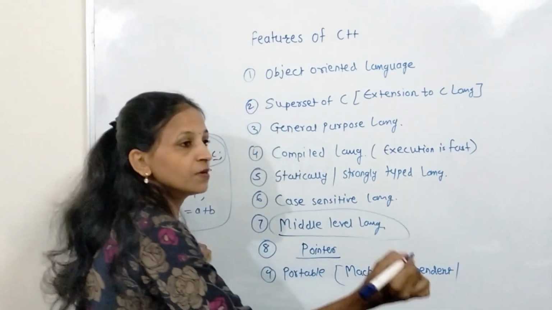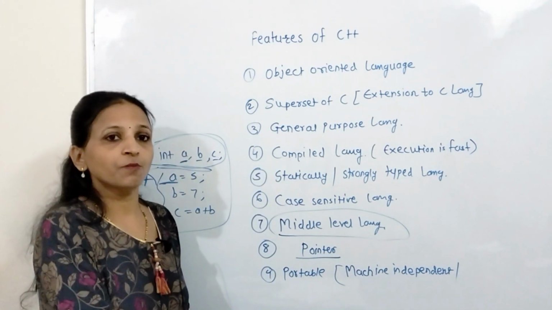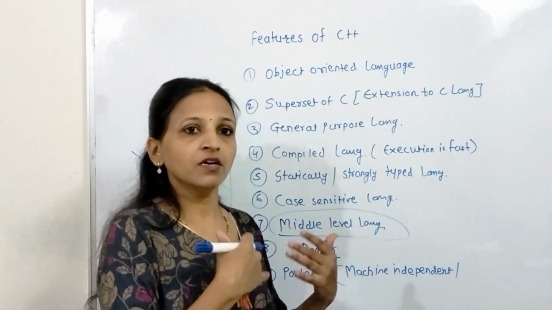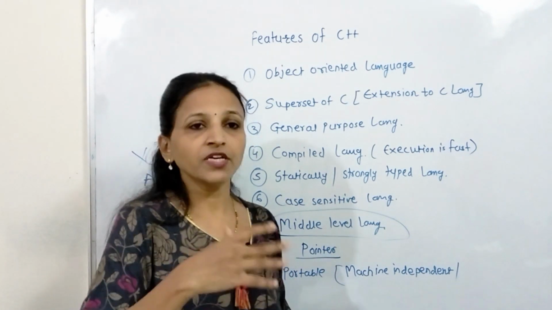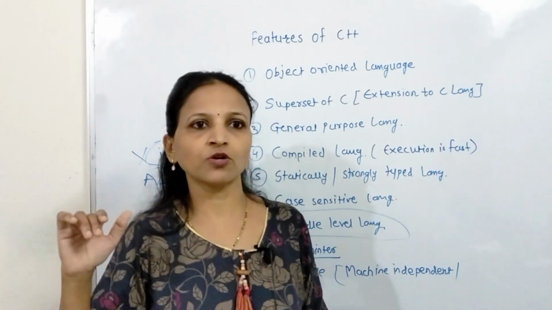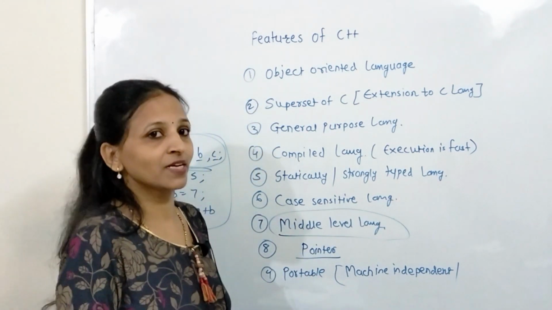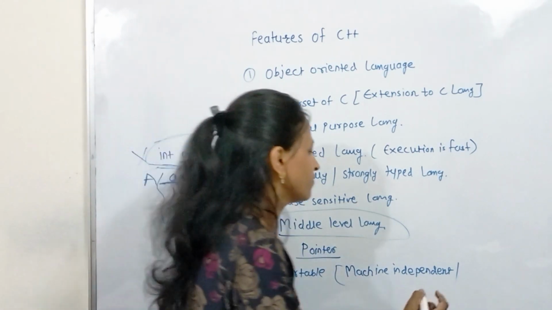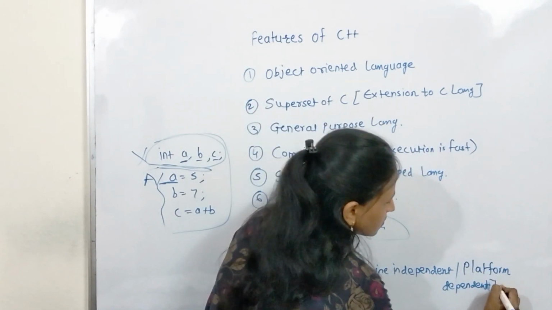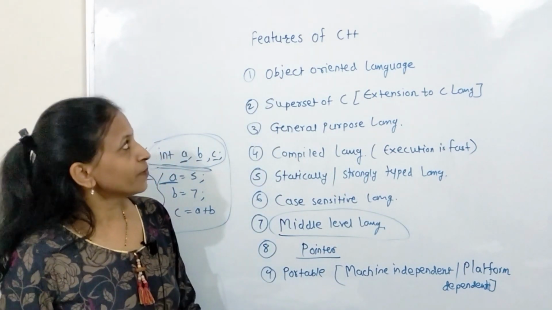But it is platform dependent. Platform means operating system. Suppose we have written a C++ program on a machine having the Windows operating system, and we want to run it on another machine having, let's say, the Linux operating system. That is not possible. That's why we cannot say that it is a platform independent language; it is a platform dependent language, but machine independent. These are all features of C++.